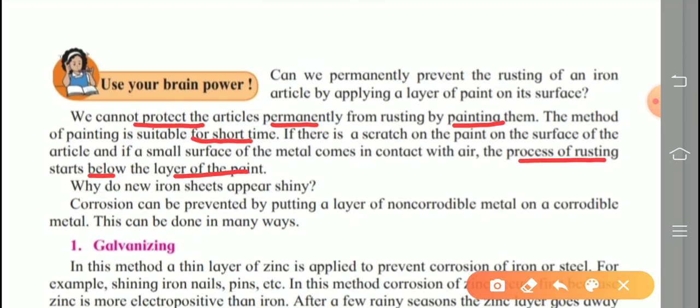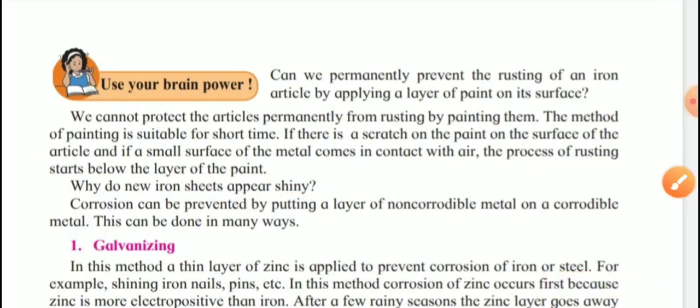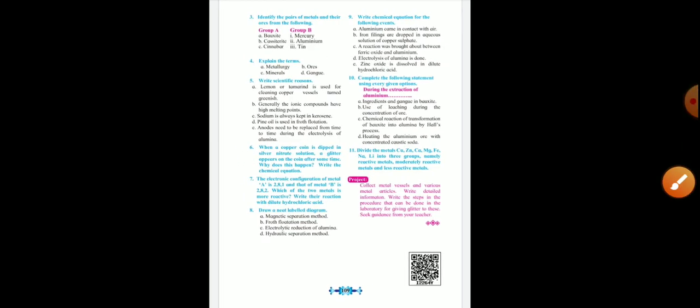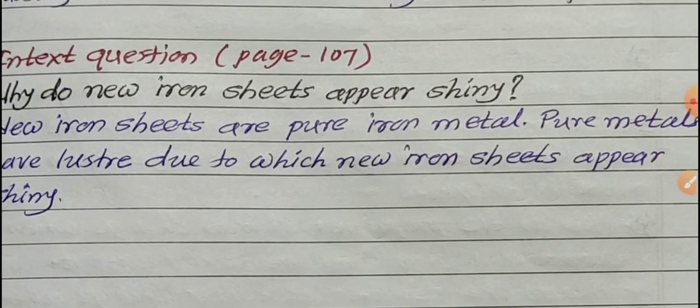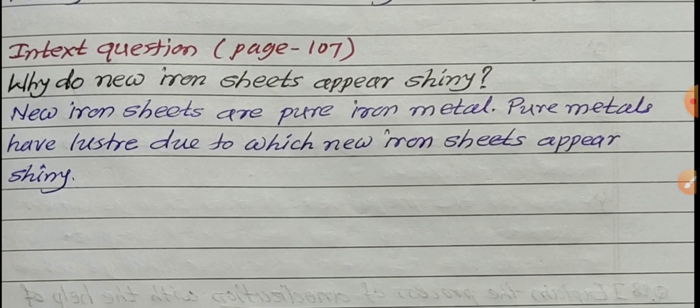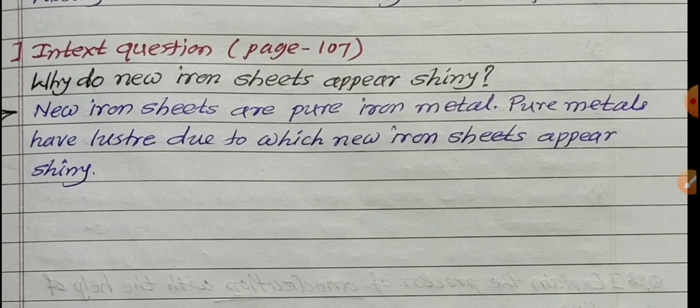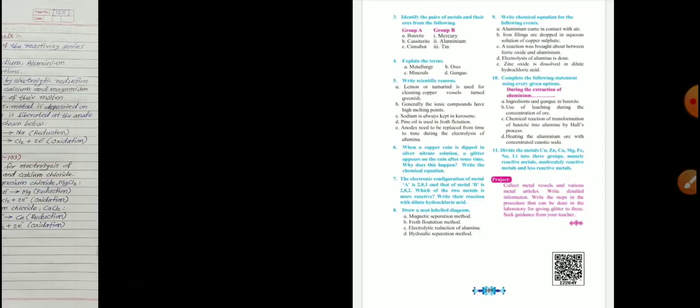One more question is given. Why do new iron sheets appear shiny? So I will show the answer again on one page. See here. New iron sheets are pure iron metal. Pure metals have luster, meaning shining, due to which new iron sheets appear shiny. That is in pure form. That's why shining occurs. Come back.